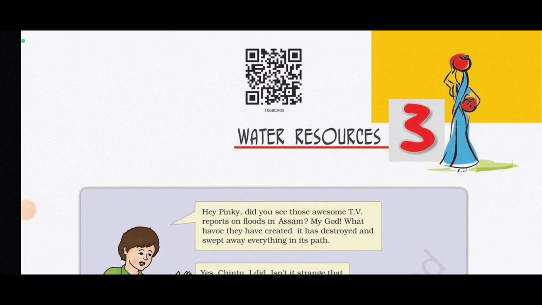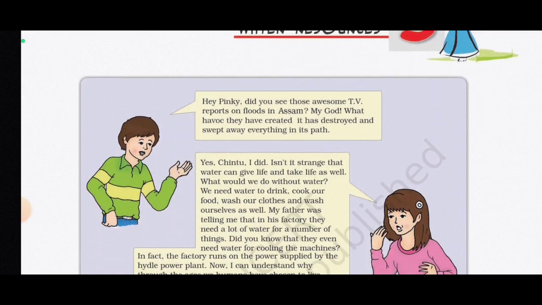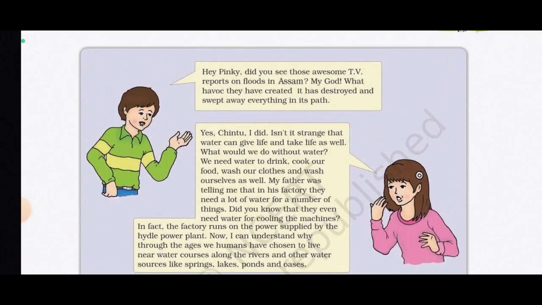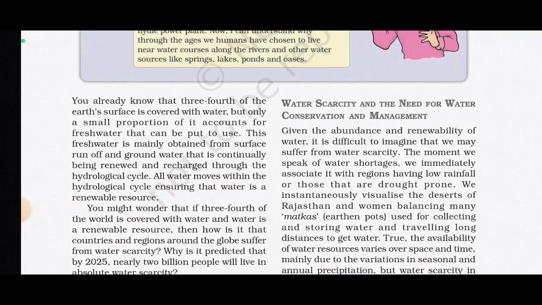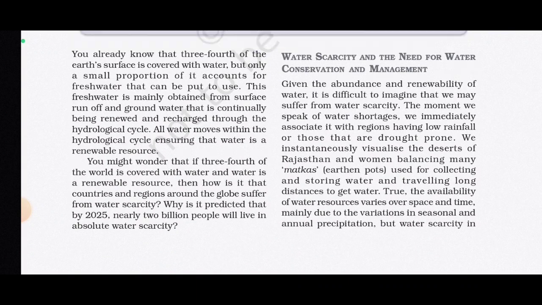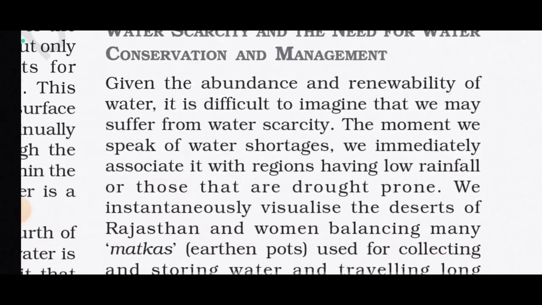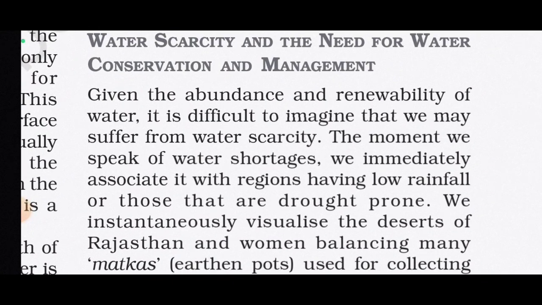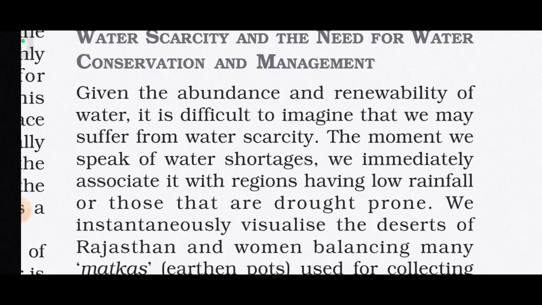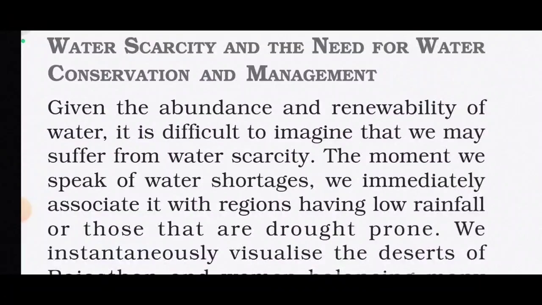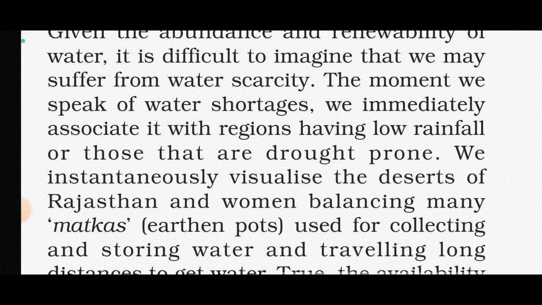So the third chapter is about water resources, so let's start reading. Here some story is given, let's leave it. Now we will see water scarcity and the need for water conservation and management. Given the abundance and renewability of water, it is difficult to imagine that we may suffer from water scarcity. The moment we speak of water shortages, we immediately associate it with regions having low rainfall or those that are drought prone.